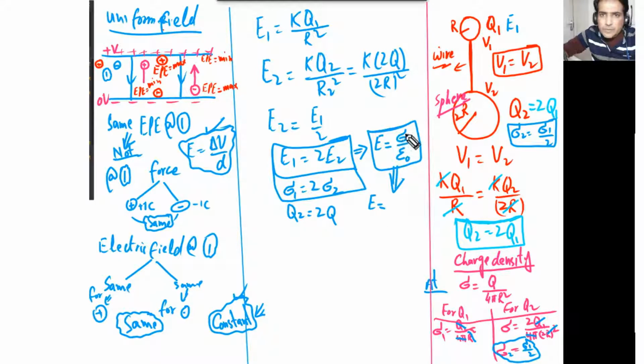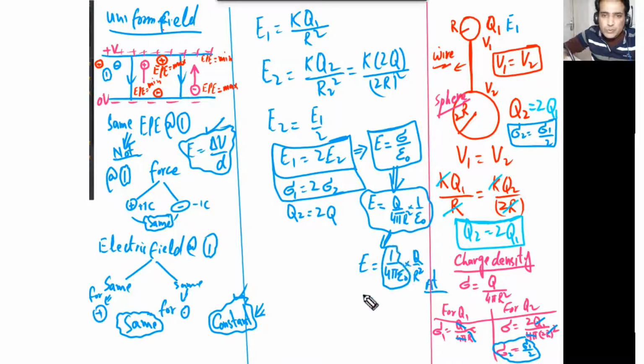So we have charge density, which is equal to Q over 4 pi r square, and we have 1 over epsilon naught. If we simplify this, we often write it like this: 1 over 4 pi epsilon naught multiplied by 1 over r square, and here is Q. And this 1 over 4 pi epsilon naught is equal to K. So what we will get is KQ over r square.